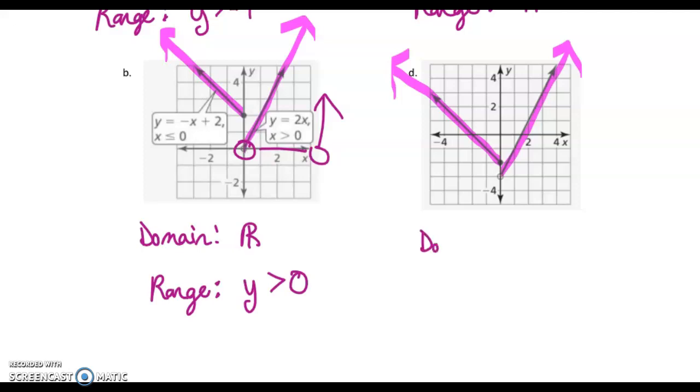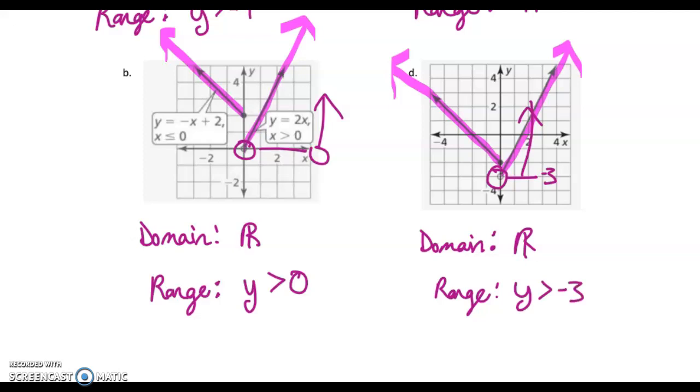All right, the domain would be all real numbers because it does go towards the left and towards the right forever. Okay, look at the range. Keep in mind this is an open circle, and this is at -3, and it goes up forever. What would the range be? All right, it would be y is greater than -3, not greater than or equal to because it's an open circle. Greater than because it goes up forever, not equal to because of the open circle. And so that's how we do domain and range.